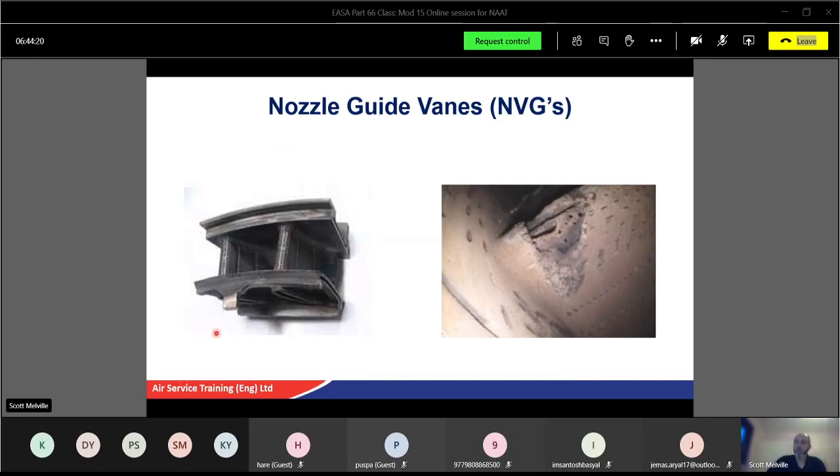NGVs, well, remember they're one of the hottest parts of the engine, apart from the combustion chamber. You've got the cooling holes, with the cooling going through there, so eventually these cooling holes will erode and burn away as well. And some of these can actually go missing. As I said before, I checked a set of NGVs, and three quarters of the blades were missing. Lots and lots of segments had just burnt away, and all that was left was the stubs. So take your time with these, and this is the sort of erosion you might come across.